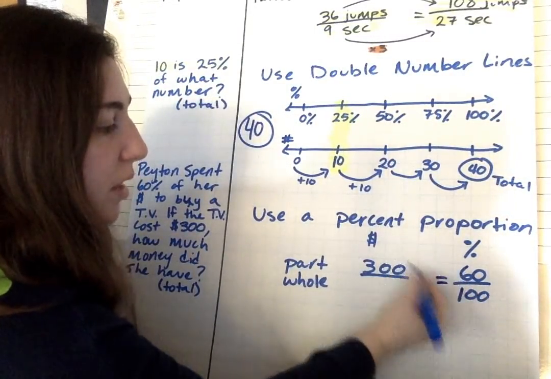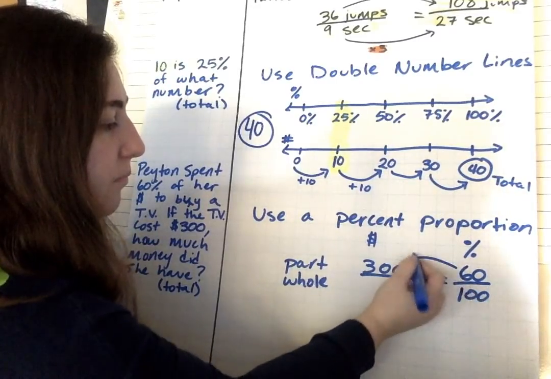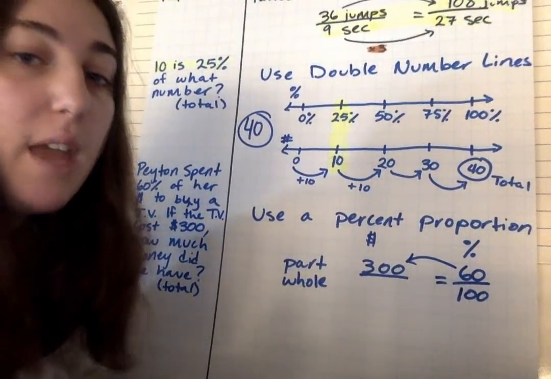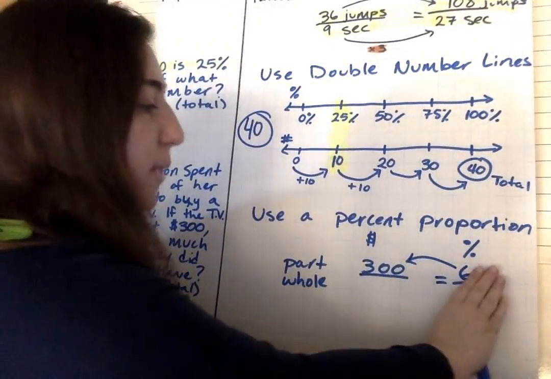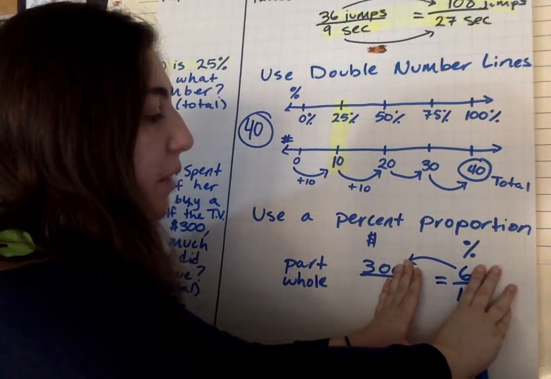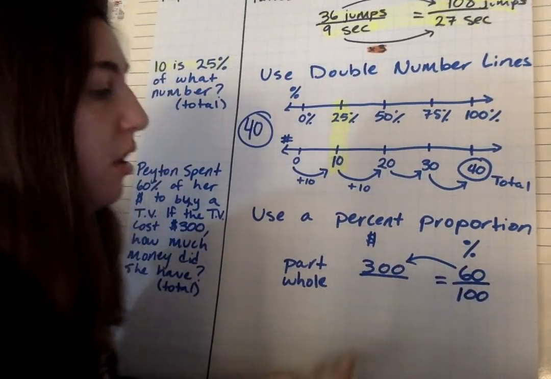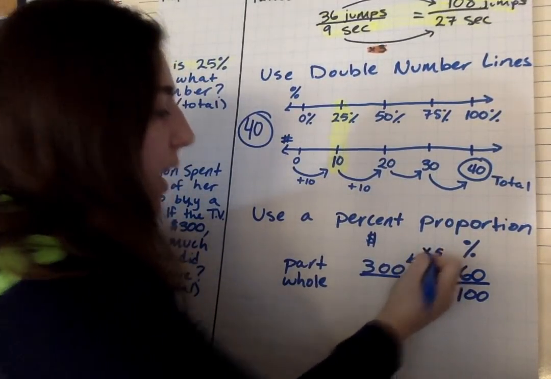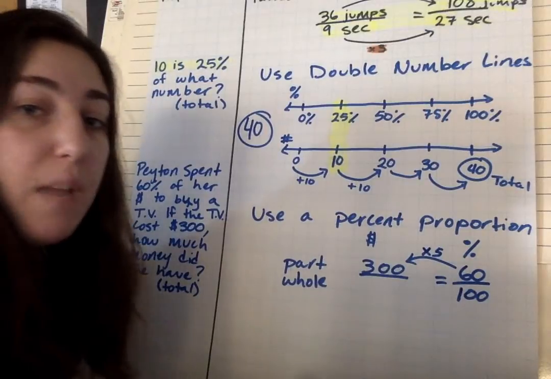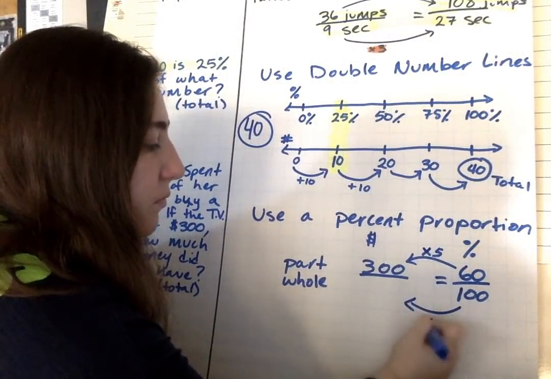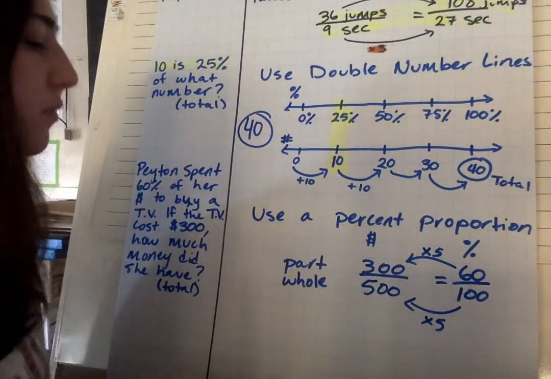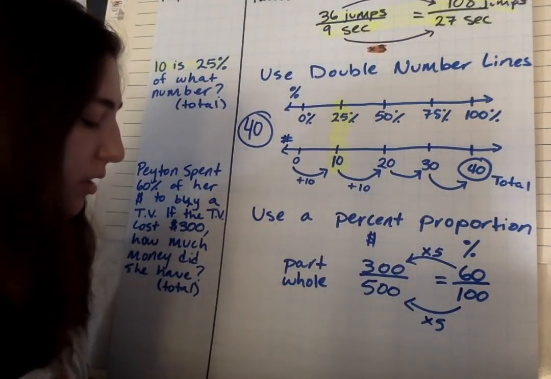So we're going to use the same number on the top as we do on the bottom. So 60 times what gets us to 300? A shortcut to figure out what number that is, is just by covering up one of the zeros. So if you cover up a 0, just ask yourself how many times does 6 go into 30. Okay, that's going to be times 5. 60 times 5 equals 300. I'm going to do the same on the bottom. 100 times 5 gives me 500. Okay, so we found our answer.